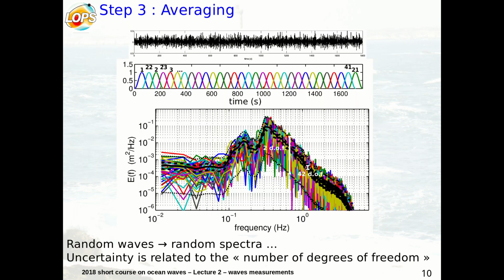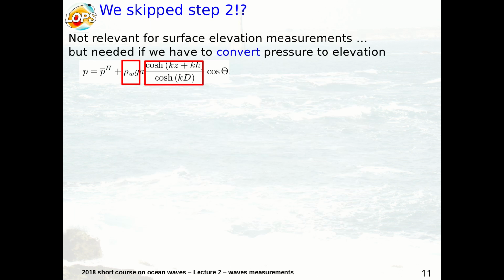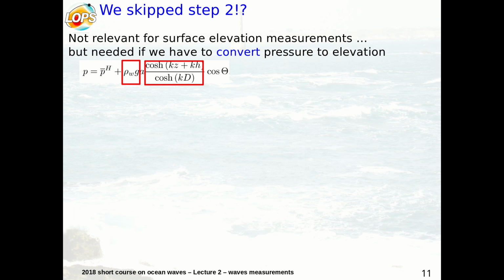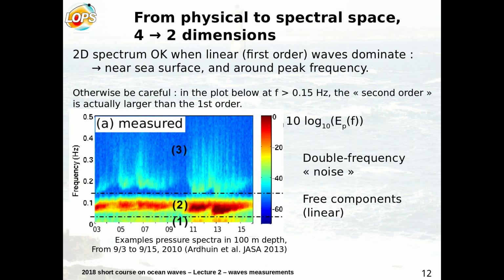So there's windowing, there is averaging, and there's one thing I skipped here because I was working with surface elevation. The data I had here was measurement of surface elevation, so I was computing a spectrum of surface elevation from measurements of surface elevation. In the case of a pressure gauge, I have pressure at the bottom, and I need to convert the pressure and multiply by this function to go to the surface. And this is where you need to worry a bit more about the noise.